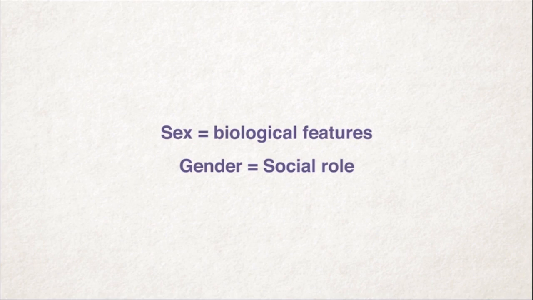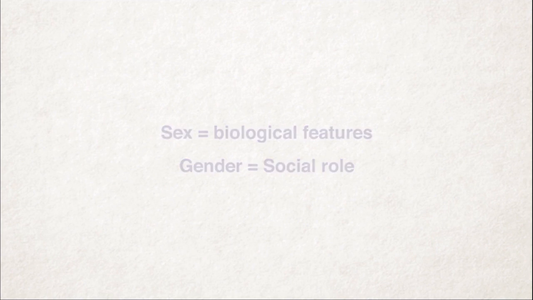In everyday language, sex and gender can mean the same thing. Though technically, sex refers to the biological features making someone male or female, and gender is a social role which a person is expected to take on in society. Gender is socially constructed, as different societies have different gender roles.